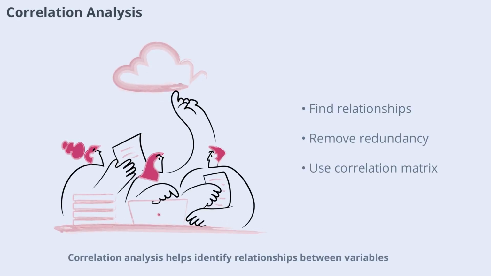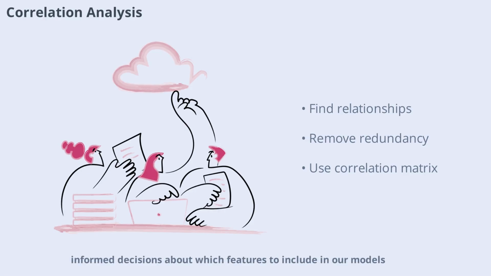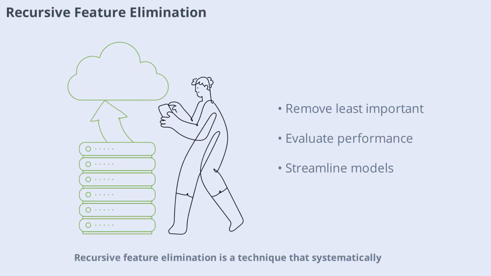Correlation analysis helps identify relationships between variables. Highly correlated features may provide redundant information, so it's often beneficial to keep only one of them. By examining correlation matrices, we can spot which variables move together and make informed decisions about which features to include in our models. Recursive feature elimination is a technique that systematically removes the least important features and evaluates model performance.